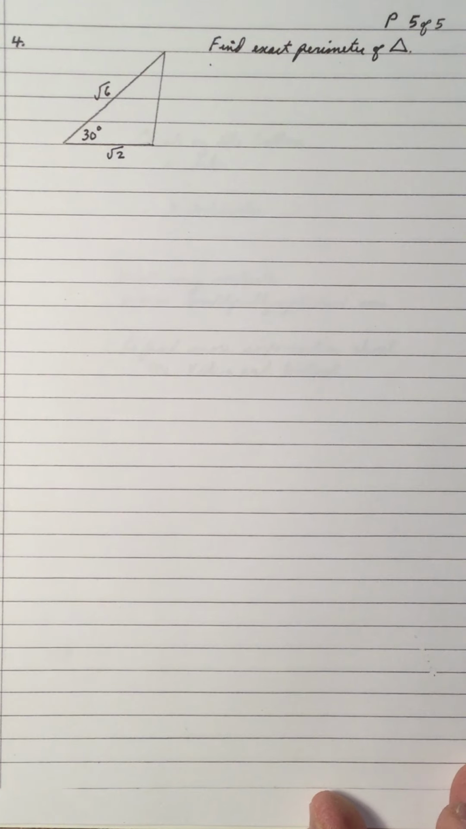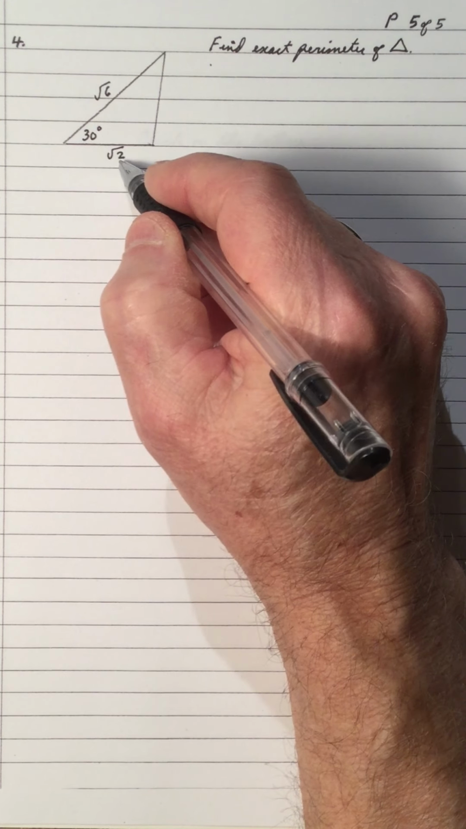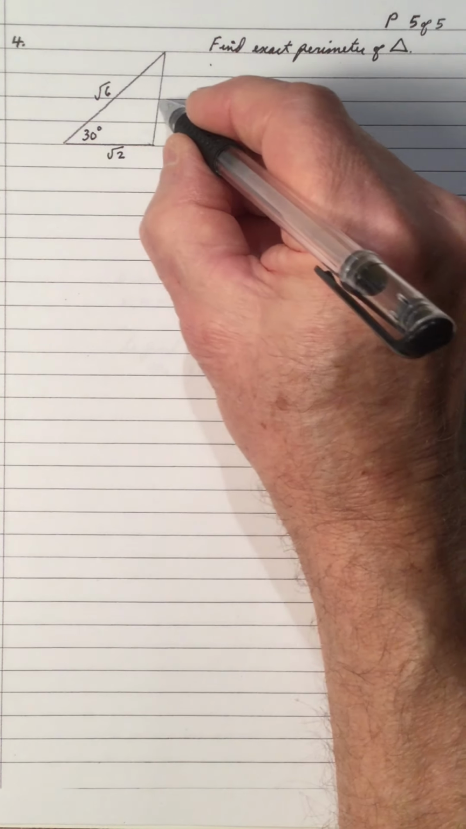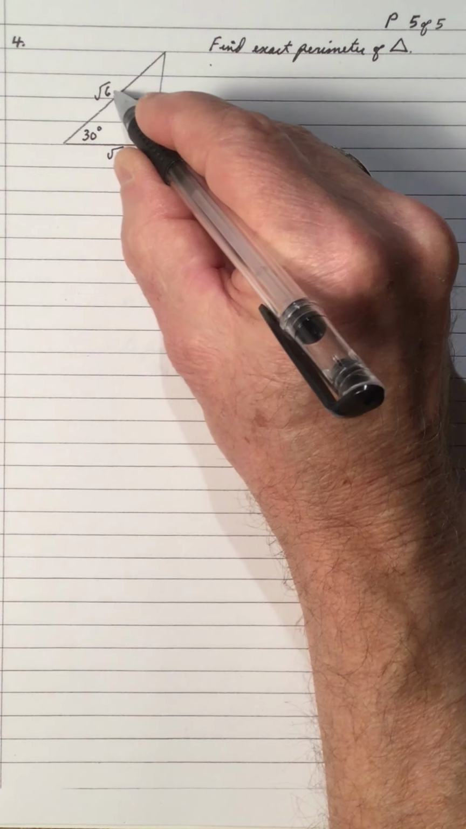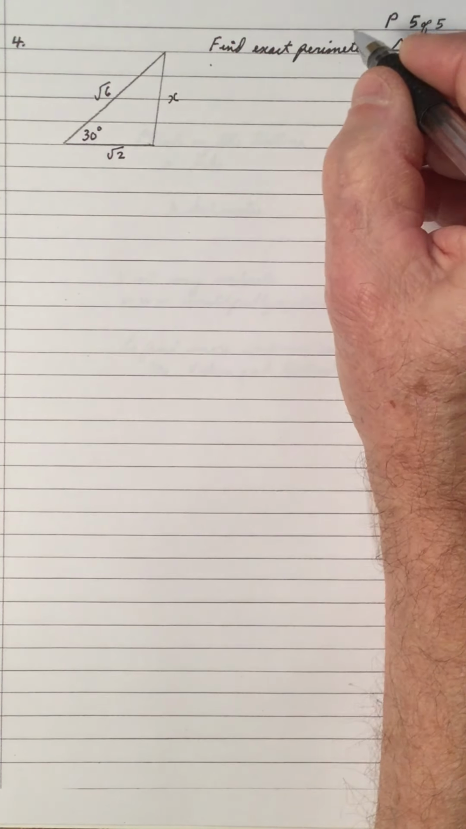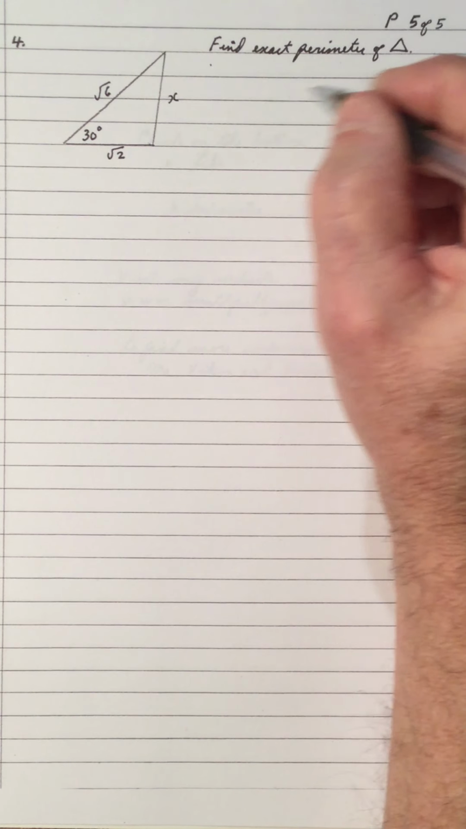And another one to do, don't forget, you can pause your video. Number 4, I've got a triangle, with sides root 6, root 2, and angle 30. Find the exact perimeter. So the perimeter means add up all the sides. I know these two sides. I need to find this one and then add them together. And the exact perimeter means I can't change the roots to decimals.